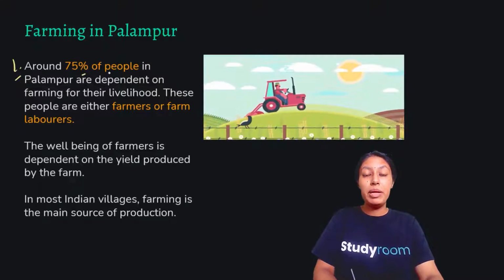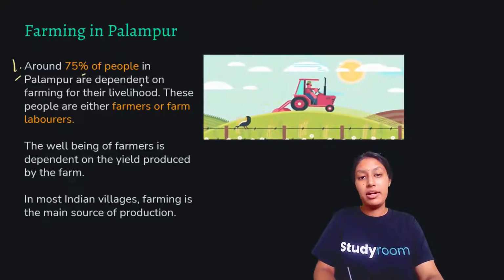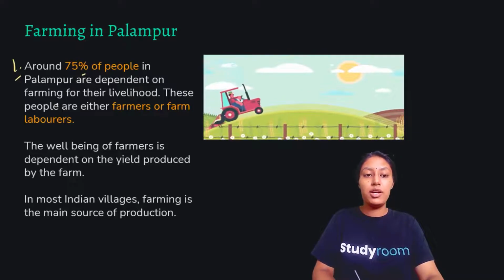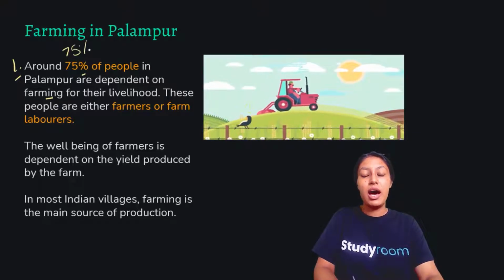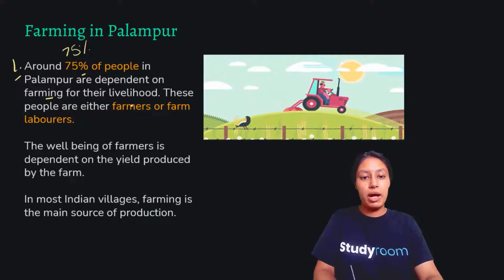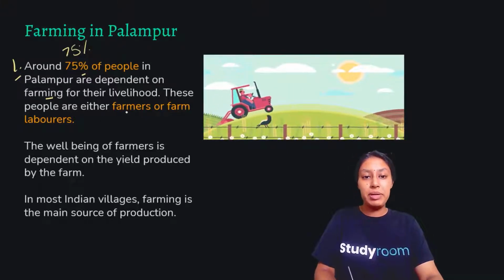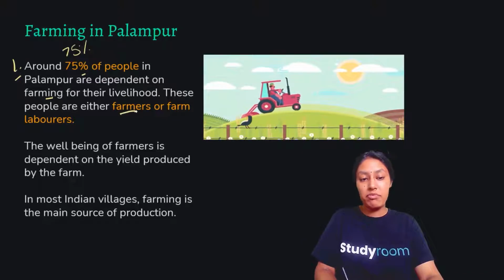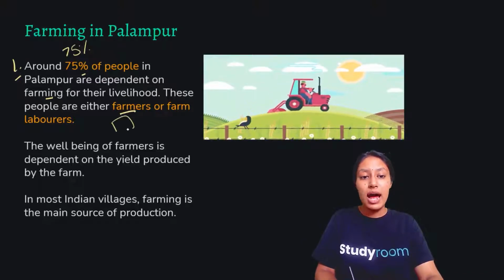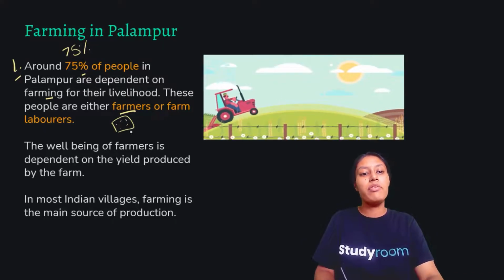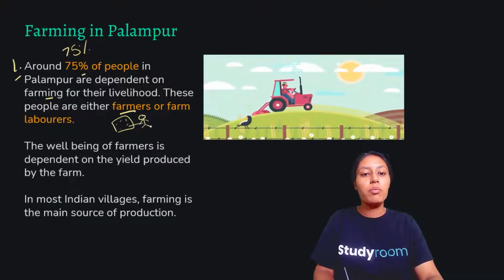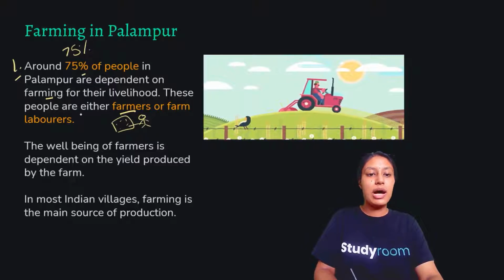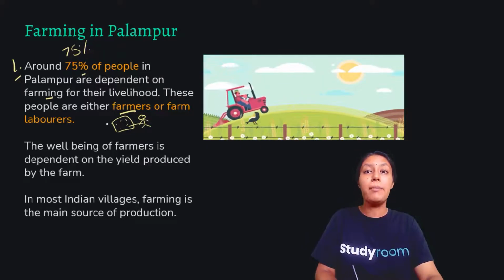First thing is, around 75% of people in Palampur are dependent on farming for their livelihood. So 75% of people are involved in agriculture in Palampur. These people are either farmers, meaning they have their own land where they do farming, or farm laborers, meaning they are hired to work on a particular farm.